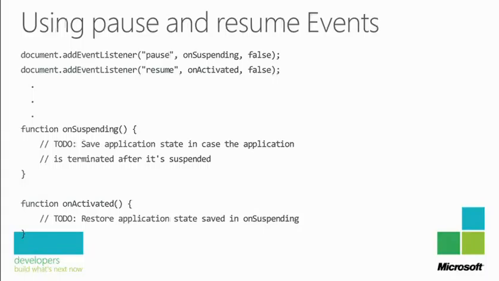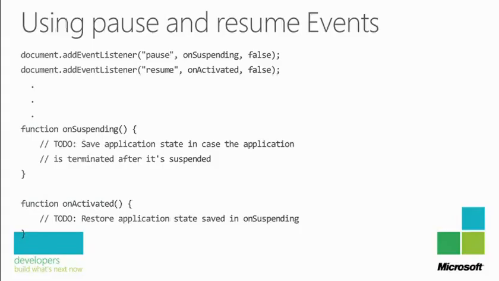It also tells you when it's unsuspended, and it passes information to the event handler telling you whether the application was actually terminated while it was suspended. If you find it wasn't terminated, then you don't have to go to the trouble of restoring the state that you saved out just before the suspension occurs.